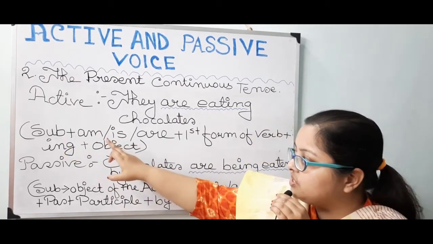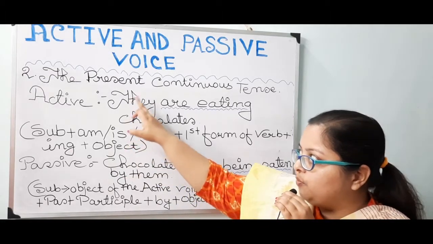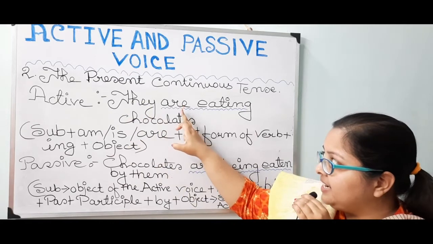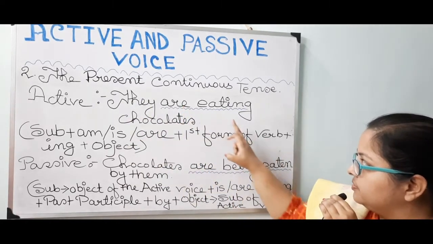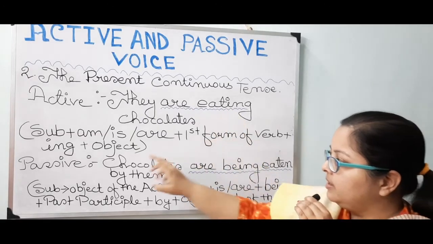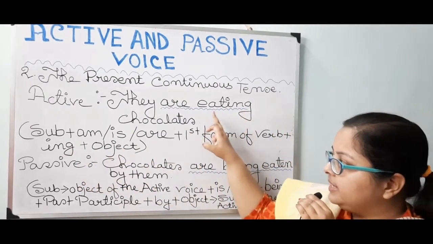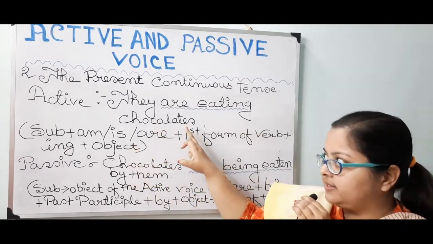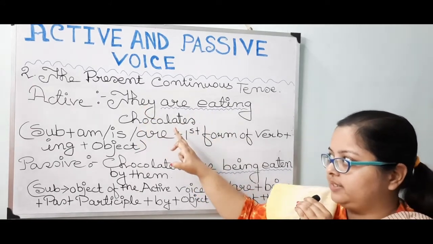Then we have to use am or is or are. Since the word they is plural, we have to definitely use are. Then the first form of the verb, that is eat, plus ing, eating. Then the object, that is chocolates over here. So, they are eating chocolates.